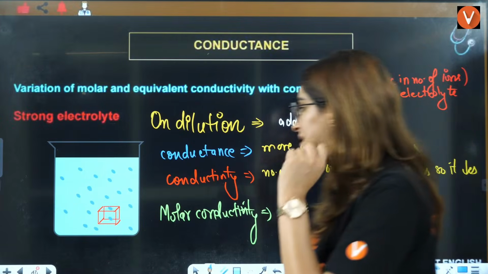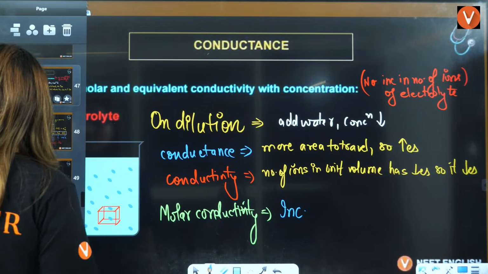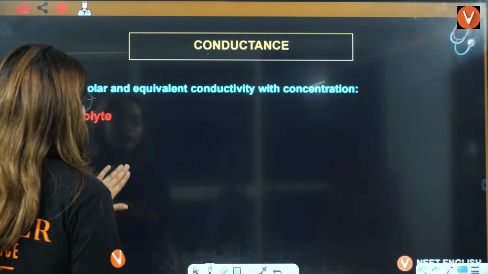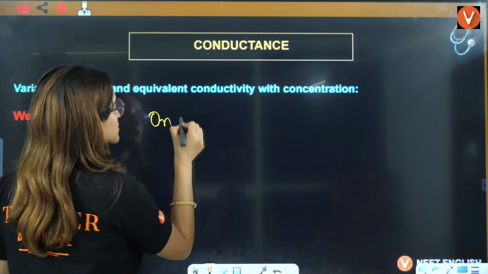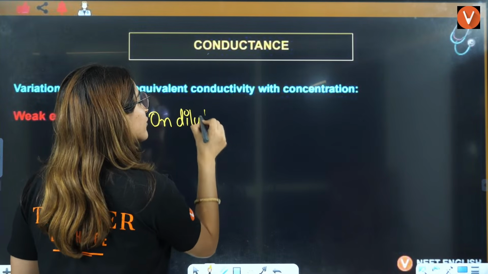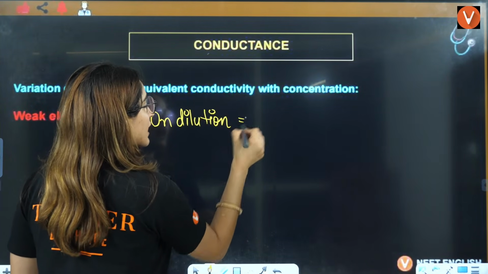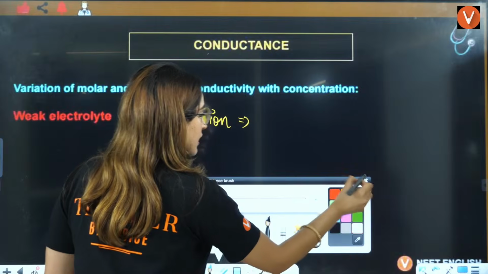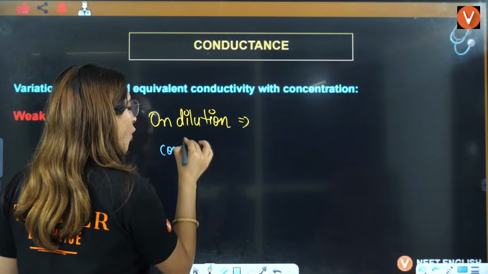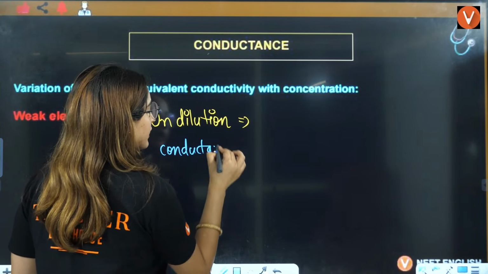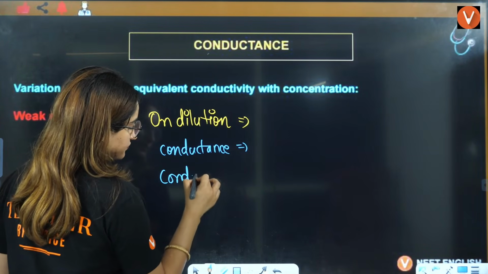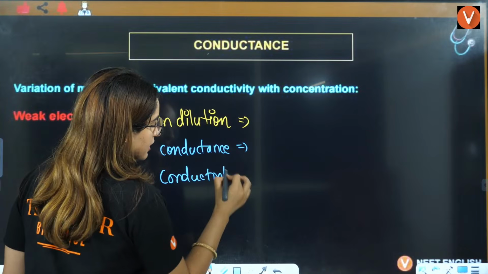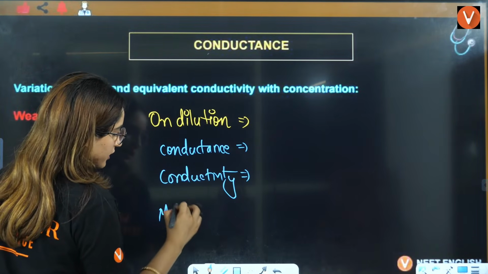Okay. Now, similar situation is with weak electrolyte, guys. Similar situation is with weak electrolytes. Now, who will tell me everything is going to be same? Everything is going to be same. If I talk about conductance, obviously conductance will increase. Why? I'll tell you. Conductivity, right? And this is molar conductivity.